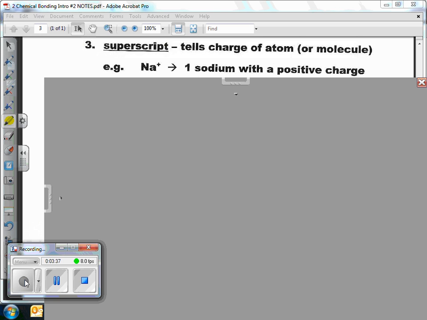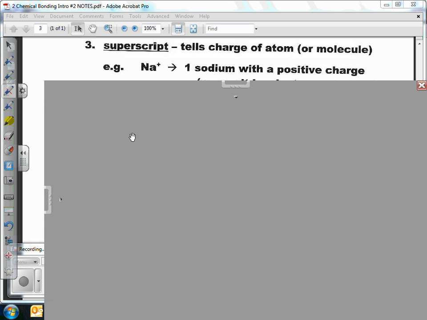Well, you're thinking about what a sodium has. You all know that sodium has protons, and sodium has electrons. Protons have positive charge. Electrons have negative charge.